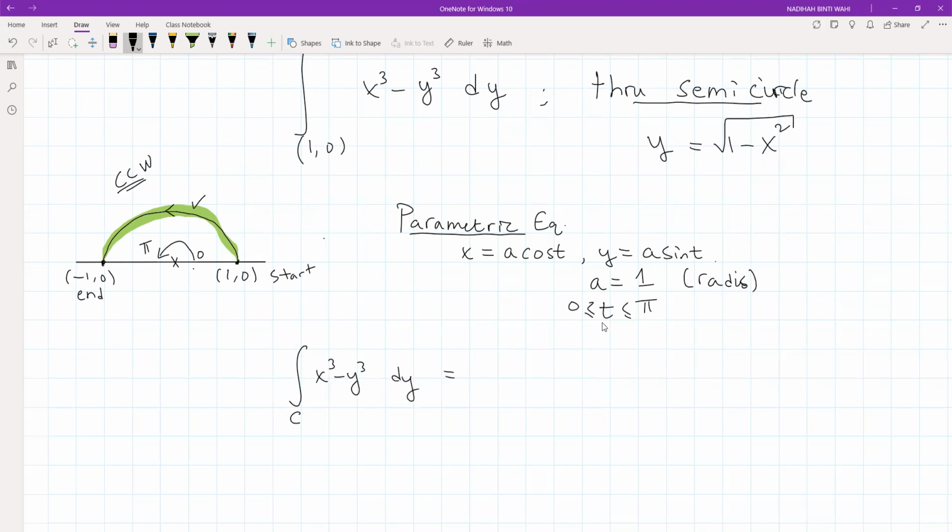So this equals the parametric curve from 0 to pi, and then x cubed is just cosine cubed minus sine cubed t dy. What is dy? Dy is the derivative of sine t, so it will be cosine t, because we are looking for dy.